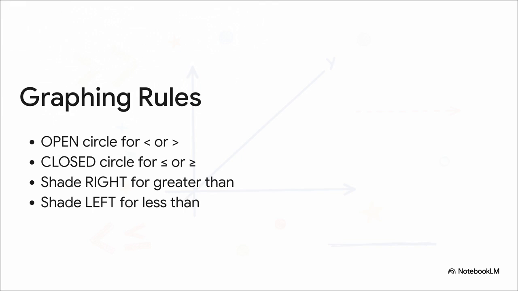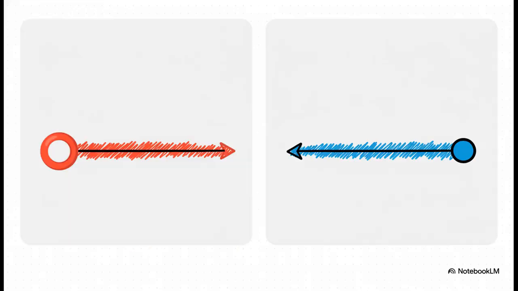But if you have an or equal to inequality, use a closed solid dot to show that the boundary number is included. From there, you just shade the number line to the right for greater than, or you shade it to the left for less than. So for a strict inequality, like x is greater than 3, you draw an open dot at 3 and you just shade everything to the right off into infinity. But for a non-strict inequality, like x is less than or equal to 2, you'd place a solid dot at 2 and shade everything to the left. Those shaded parts of your number line, they perfectly map out every single valid number that satisfies your formula.